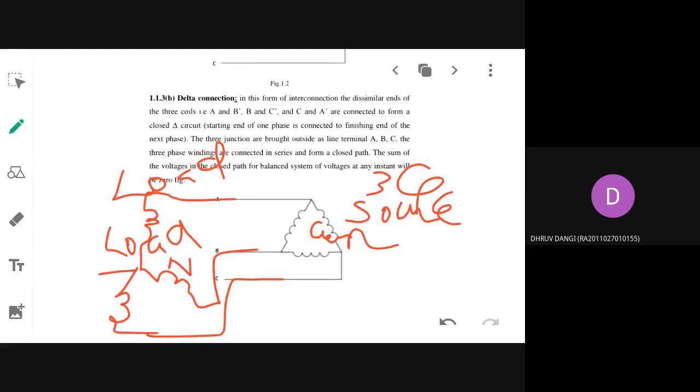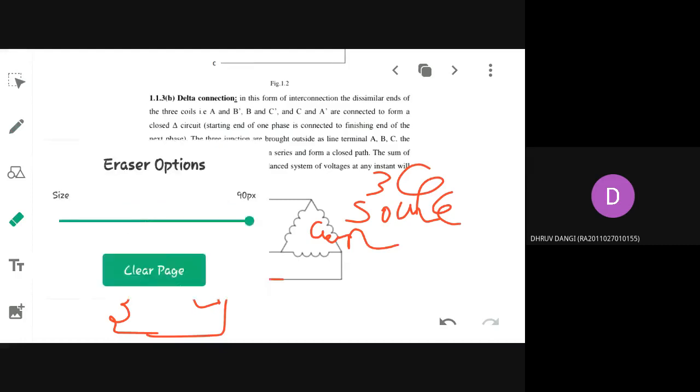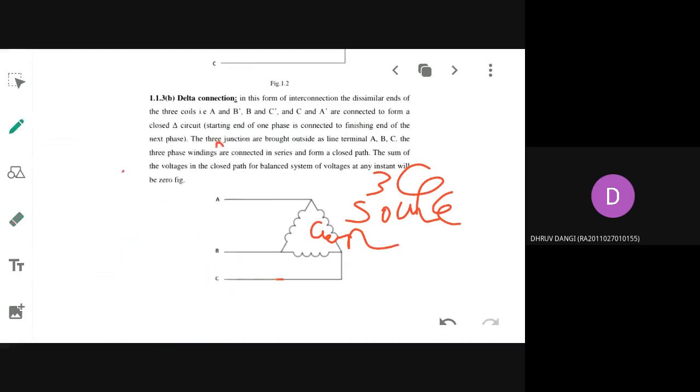Suppose I don't want a three-phase load. I'm happy with connecting one single-phase load itself. Let that be a lighting load. Then I can take out one phase and give the connection. Understood the meaning now?